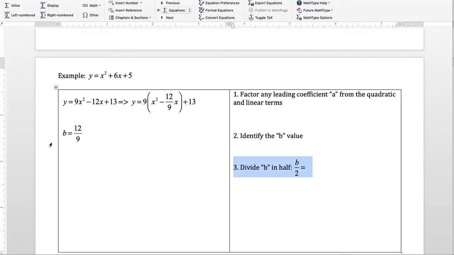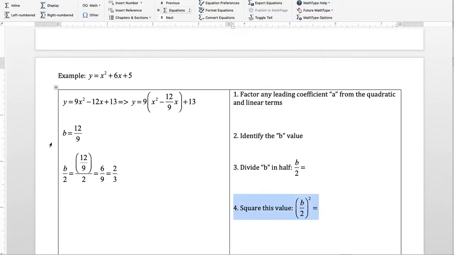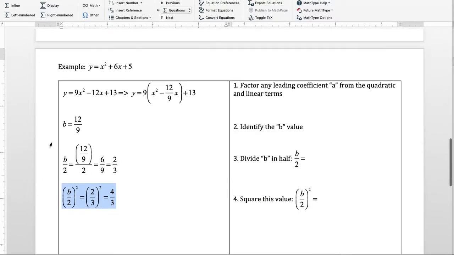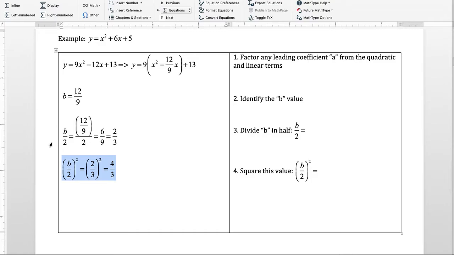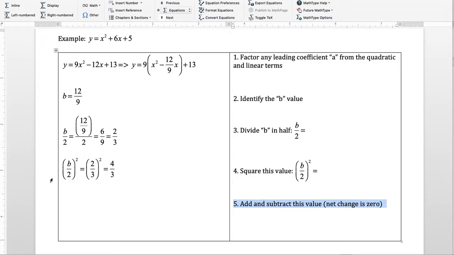Cut it in half. It's going to be negative 12 over 9 halved, which is 6 over 9, which is 2/3. Now I realize we could simplify 12 over 9, reduce that fraction to 4 over 3. We would get the same exact thing. Square that value. So 2/3 squared is 4/9. That's a mistake here. This should be 4/9. I'll go in and fix it in a moment.